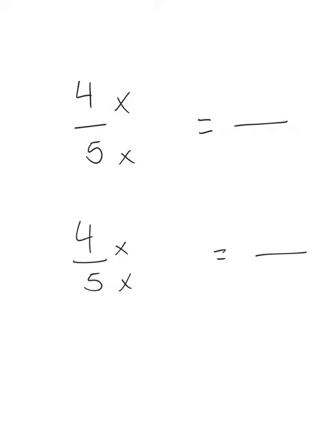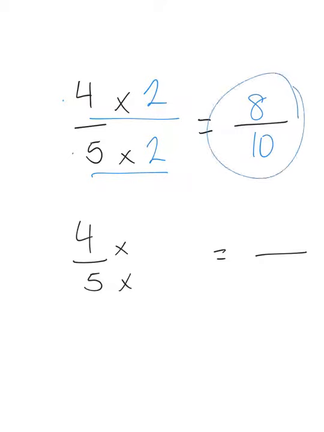All they need to do is pick a number that's bigger than 1, and multiply the numerator and the denominator by that number. For example, to find an equivalent fraction for 4/5, they can multiply 4 by 2 and 5 by 2. Voila, equivalent fraction.